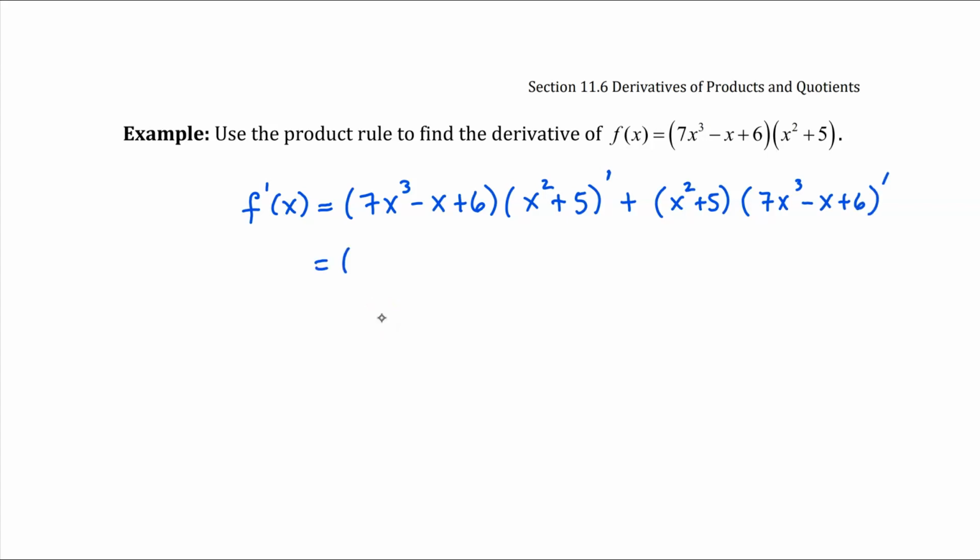So then you have 7x cubed minus x plus 6 times the derivative here, that is equal to 2x, plus, you copy x squared plus 5 times the derivative of the expression here, that is equal to 21x squared minus 1. I'll leave my answer like this.